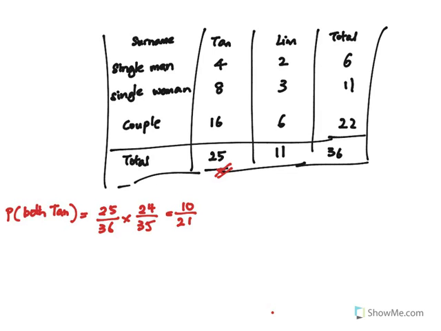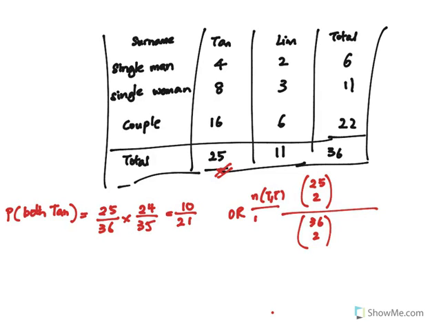Or I can also use permutations and combinations to help me. Out of the 25 people with surname Tan, how many ways can I choose 2 people? The denominator will be how many ways I can choose 2 people in total, so 36 people, choose 2. The numerator is the number of ways to choose 2 Tans, and the denominator is the total number of ways. This will also give me 10 over 21. So that is using P and C to help us, and this is for part 1.